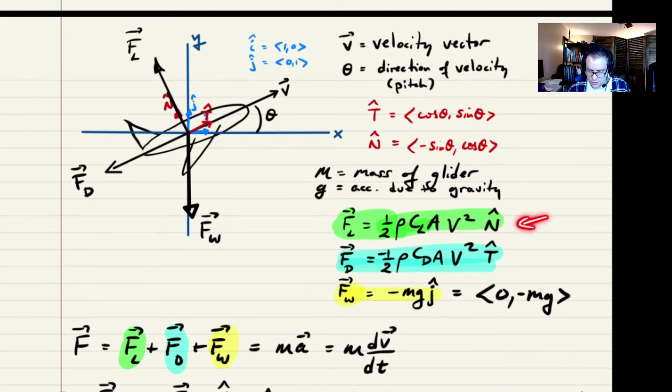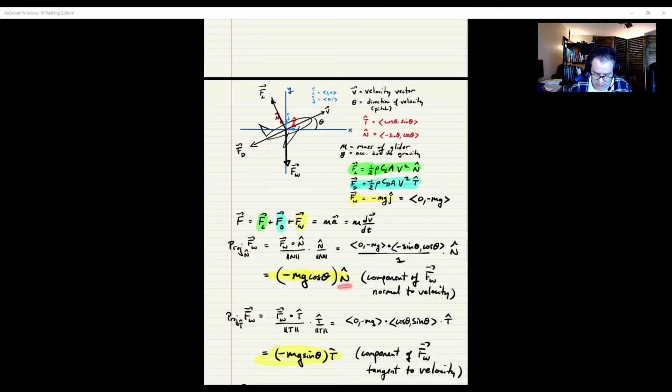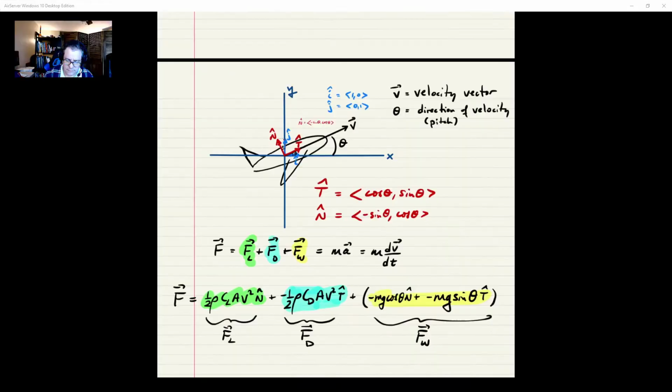We have the force due to lift in terms of the unit normal, the force due to drag in terms of the unit tangent vector, and the force due to weight expressed in terms of the unit normal and unit tangent. So now we can add them all together, and we'll equate that to the mass times acceleration. So then here we have the force due to lift, force due to drag, and force due to weight all written together, and we want to set that equal to the mass times the acceleration, or we'll write it this way to relate the velocity vector.